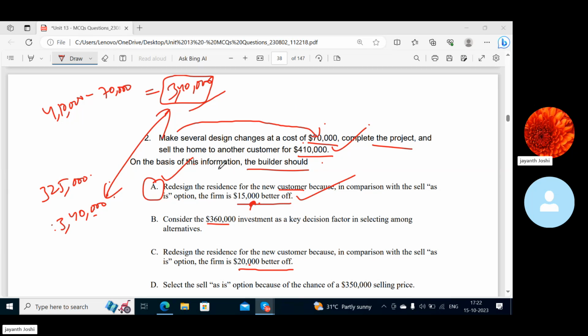If they redesign the project, and they sell it for this much and net the cost, they are getting 340, which is 15,000 extra than if they sell as is. Am I right or wrong? Right. So this option is going well.